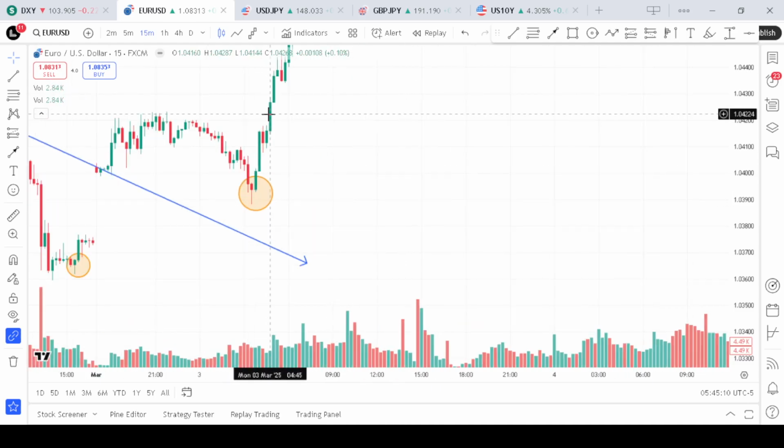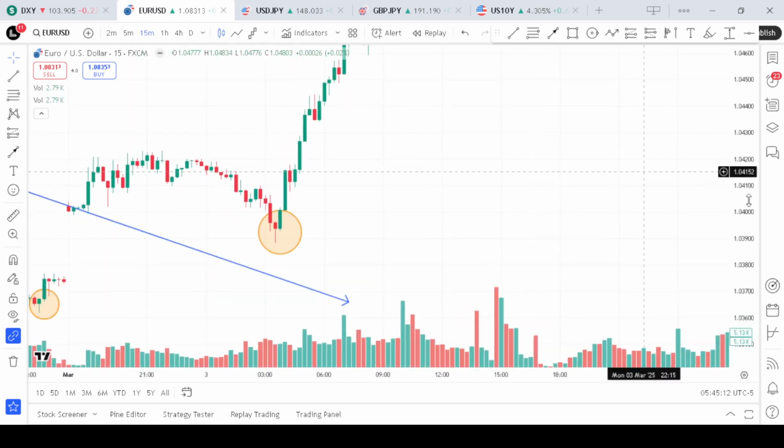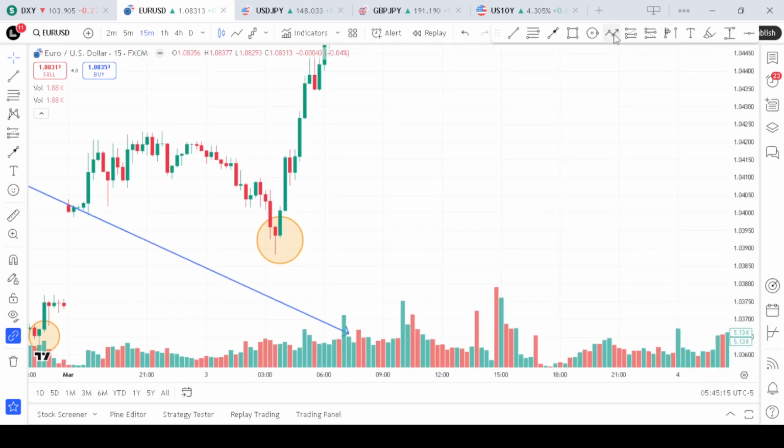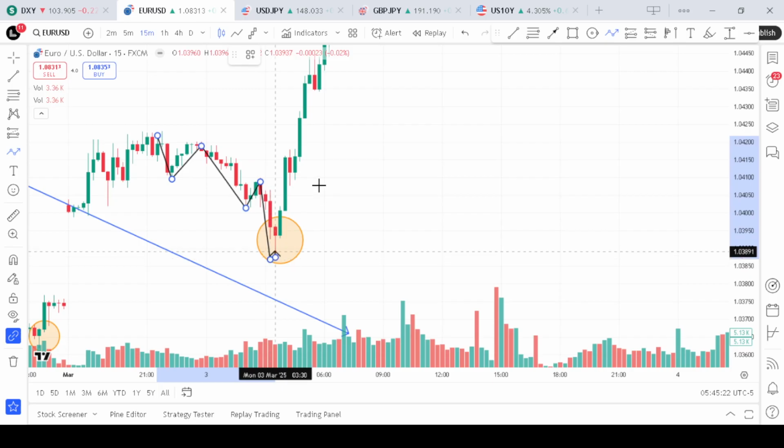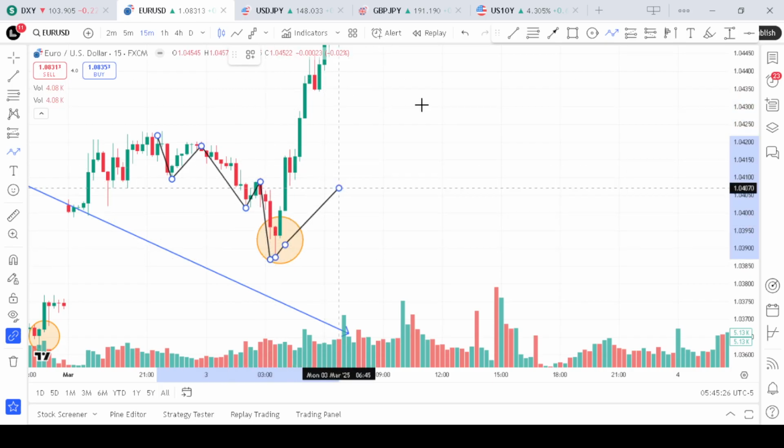As we can see, the hammer is in this downtrend, making a series of lower lows and lower highs: a lower low, a lower high, and a lower low. This is what our hammer is trying to explain to us.